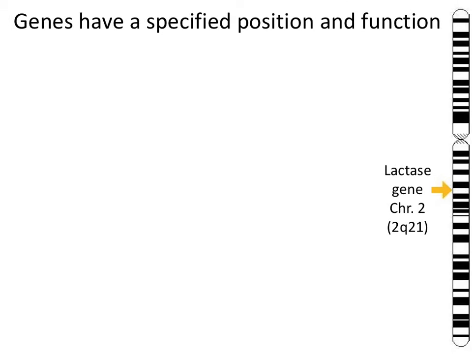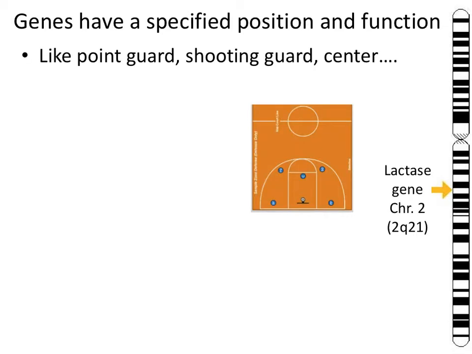So the lactase gene that we were talking about is on chromosome 2. Now, alleles are kind of like, well, I guess we can use this analogy, basketball players. As you know, there's a difference normally between a shooting guard and a center, or a point guard and a shooting guard. Those are like different versions of alleles.